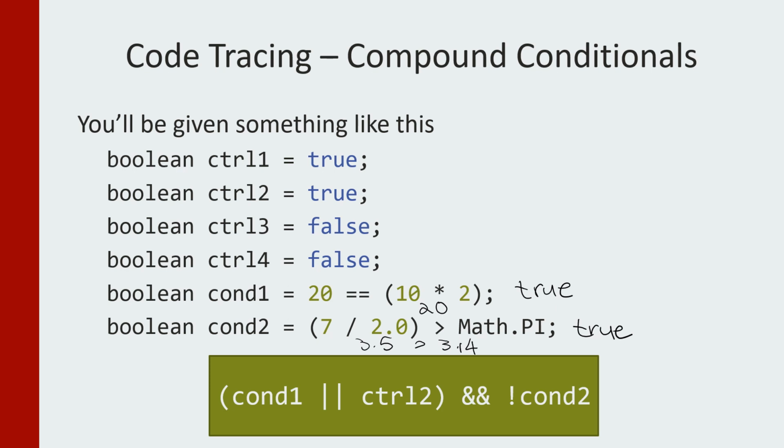Now that I've evaluated those, I can go into my statement and say, okay, I want cond1 or, hey, I don't care anymore. And then not cond2. Cond2 is true, therefore not cond2 is false. Since I have something that evaluates to true, and then false, the overall will be false. And you'll notice here I didn't care what control 2 was because the first thing already evaluated to true in an or statement. Good.